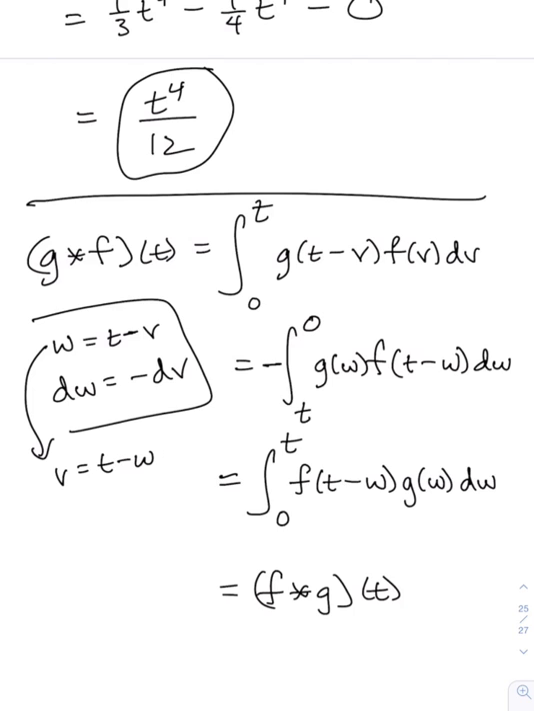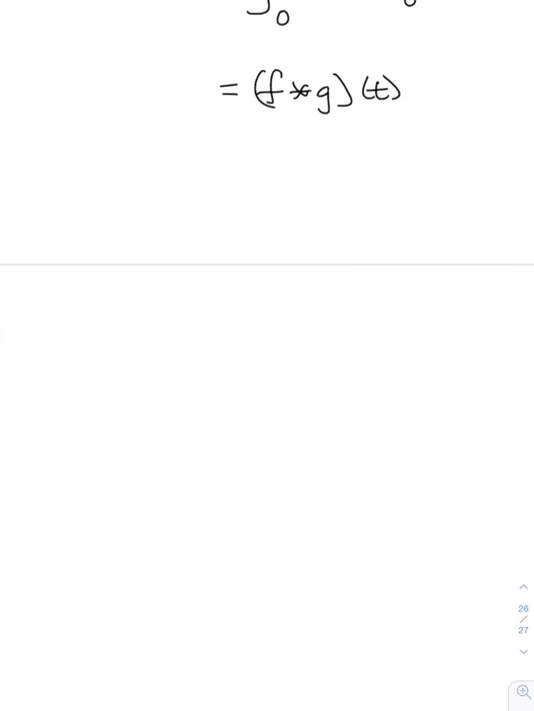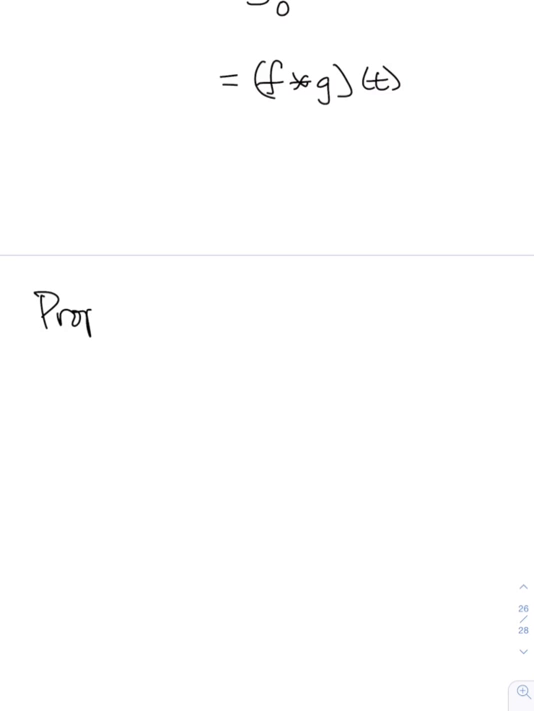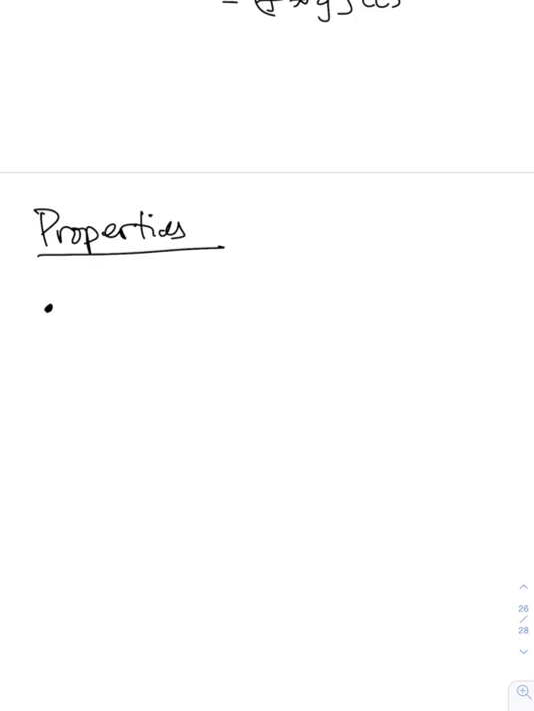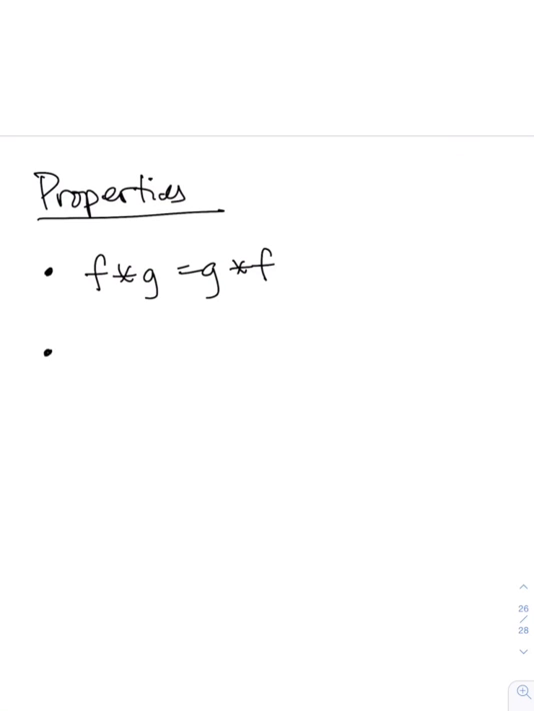So it turns out that f star g and g star f are in fact the same, even though it might not be obvious from looking at the definition. In other words, this operation of convolution is commutative. And that's the first in a list of properties that the convolution has. So let's write that down. f star g is equal to g star f. It's the only property that I'm going to derive here in these videos. The other ones I'll just list, and you can see some derivations in the book.